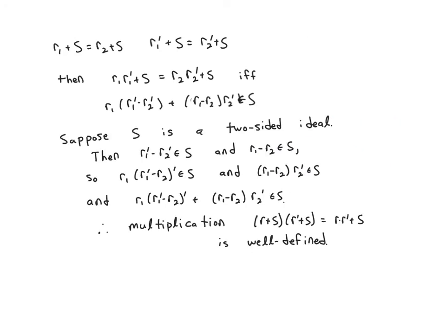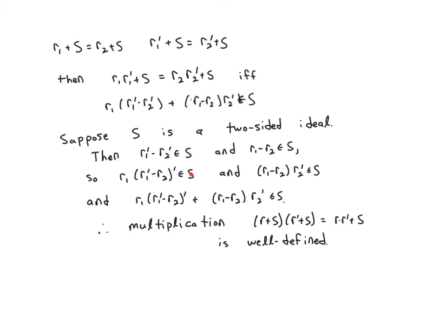Now I'm going to point out that that's actually what you need. So if S is a two-sided ideal, then this more ugly condition actually holds in general. So this attempt to simplify things to figure out what conditions we need on S was actually useful. And why is this useful? Well, because if S is a two-sided ideal and we have these two assumptions, then we know that R1 prime minus R2 prime is an element of S, and R1 minus R2 is an element in S. Why? Because that's the definition of equality of cosets.